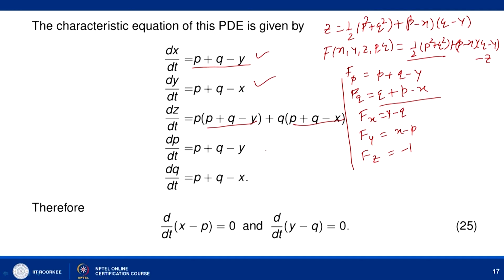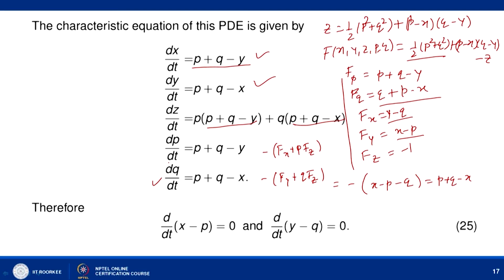dp by dt is minus of f of x plus p f z. So f of x is y minus q, and this p f z, that is this. So we can say that it is p plus q minus y. Is it okay? So that we have written, because the minus sign is inside, you can make it inside. So dq by dt is minus of f of y plus q f z here. Let me solve this. It is minus f of y, which is x minus p, minus q, f z is again q. So this you can write as p plus q minus x. So dq by dt is also given.